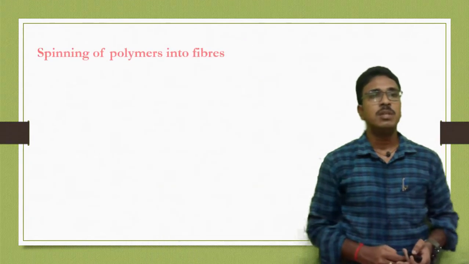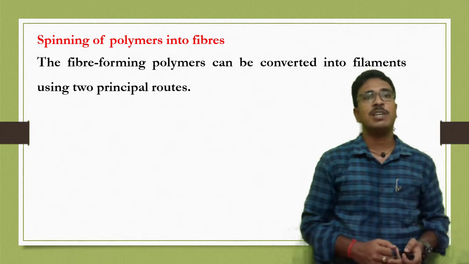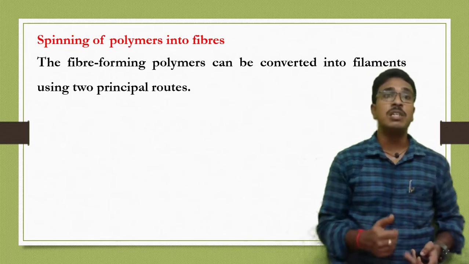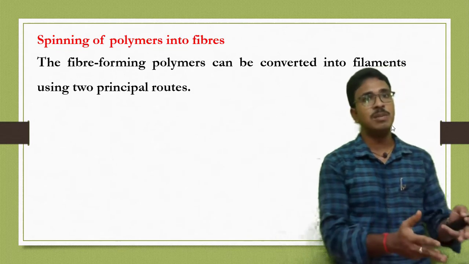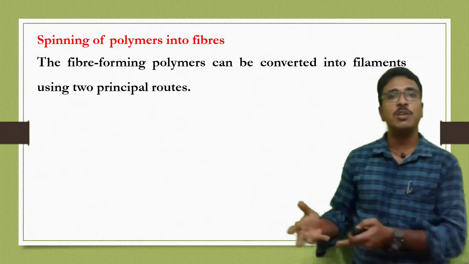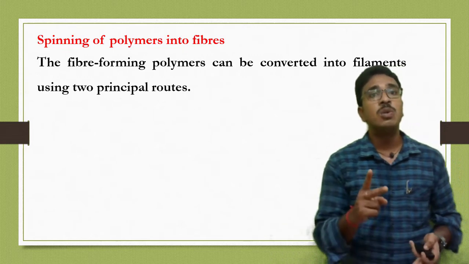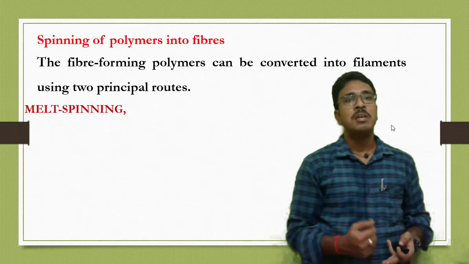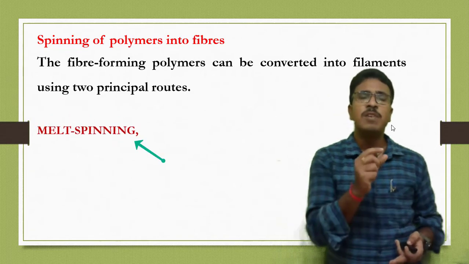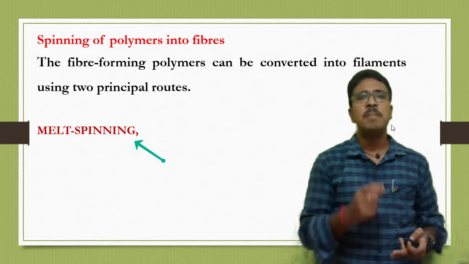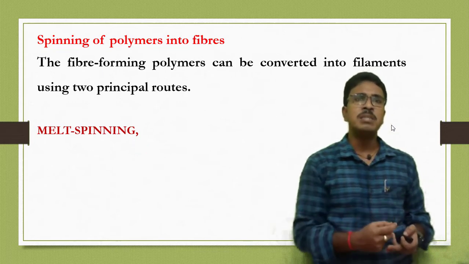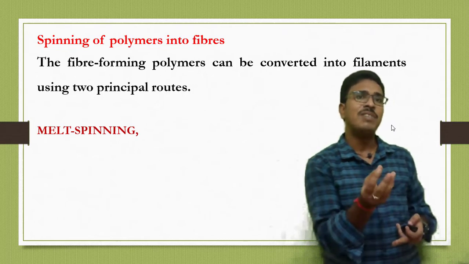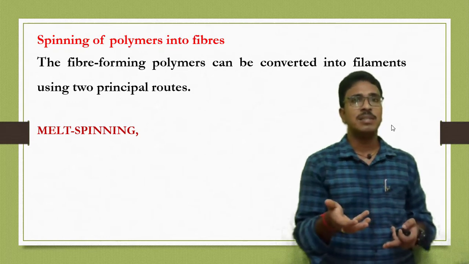Now let us start discussing the spinning of polymers. The fiber forming polymers can be converted into filaments using two principal routes. Once the polymer is there, we already know the conversion of polymer into fiber is spinning. There are two important principles involved in this process. One is the melt spinning process. If you look at the name, you can easily understand melt spinning. If you take a solid and start heating it, what will happen? After some time the solid will start to melt.